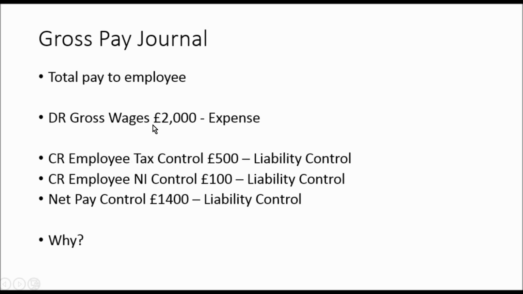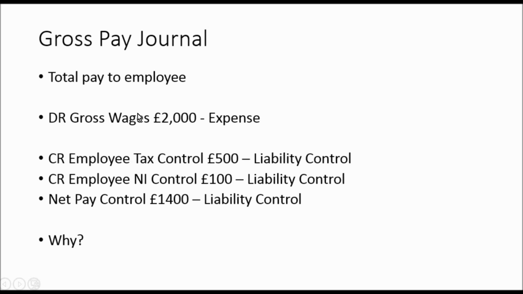So what are the credit entries? You will credit employee tax control, £500. That's the employee's income tax, say, £500, and that's a liability control. I'll go through this again. You'd then credit the amount for the employee's national insurance contribution, and that will go to a control account too. And then you have a net pay control account, which is also a liability control account.